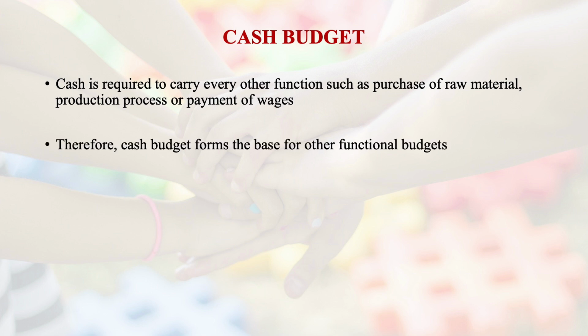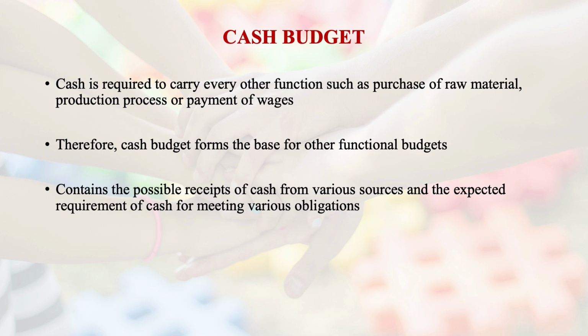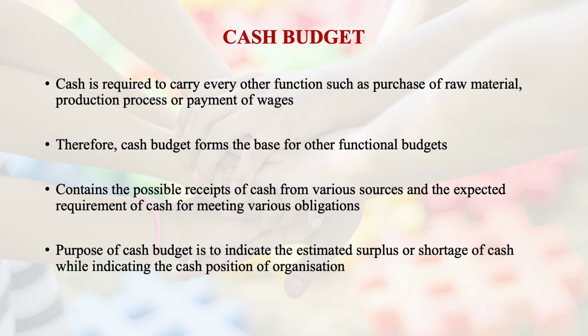Therefore, the cash budget forms the basis for other functional budgets and it contains the possible receipts of cash from various sources and the expected requirement of cash for meeting various obligations. The purpose of the cash budget is to indicate the estimated surpluses or shortages of cash while indicating the cash position of an organization, any kind of organization.